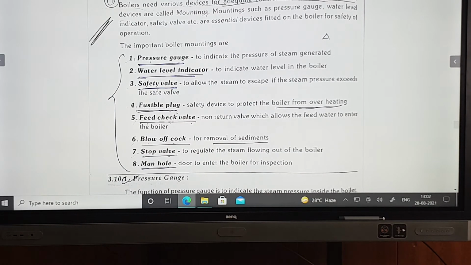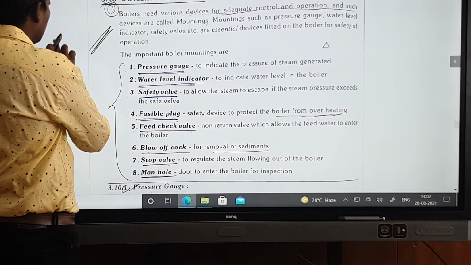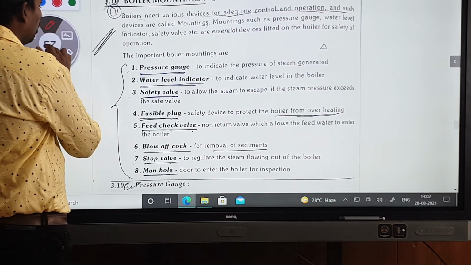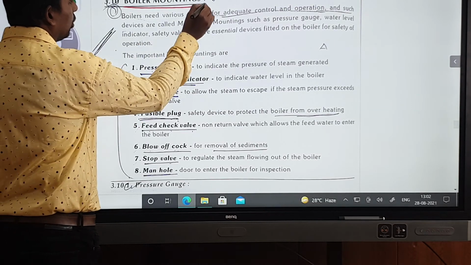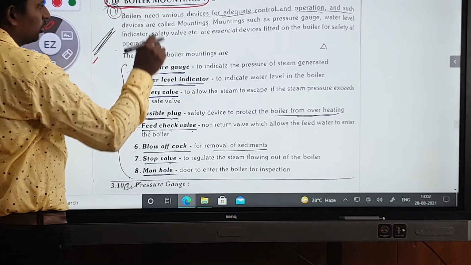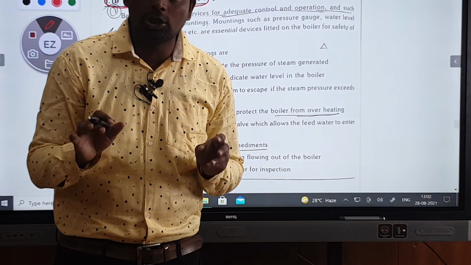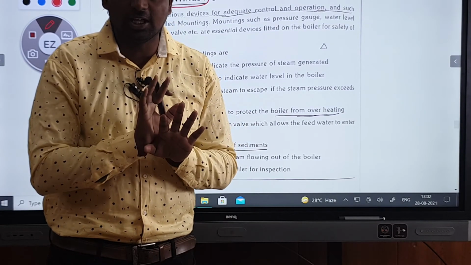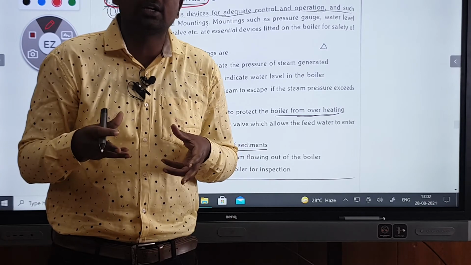After the Benson boiler, the next topic is boiler mountings. As you can see, this is boiler mountings. What are boiler mountings? If mountings are there, only then will the boiler run. If mountings are not there, you can't run the boiler. These are the essential parts of the boiler.